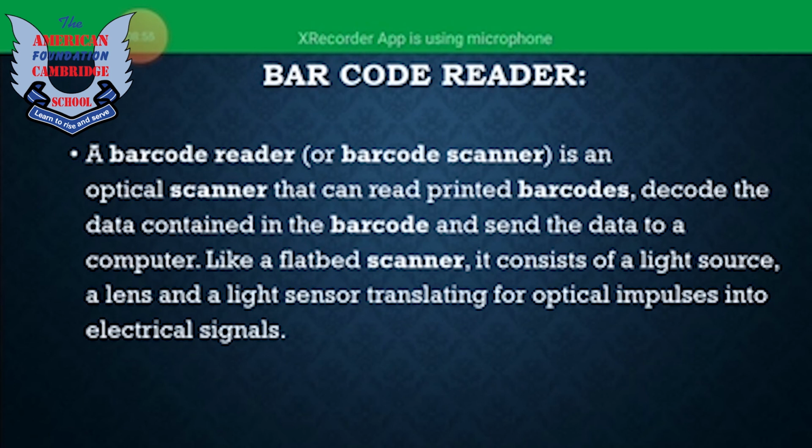A barcode reader is an optical sensor that can read printed barcodes on an object, decode the data contained in the barcode, and then send the data to a computer, like a flatbed scanner. This data can then tell us the bill for an object that we have purchased. It consists of a light source, a lens, and a light sensor translating optical impulses into electrical signals. Now, moving on to the task, the questions from the book, page number 85.